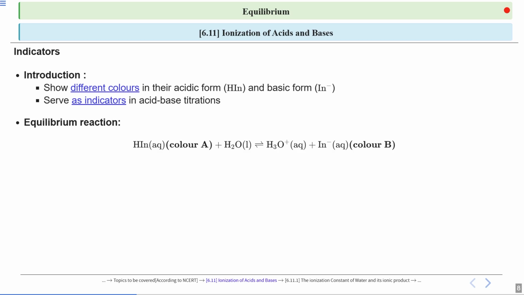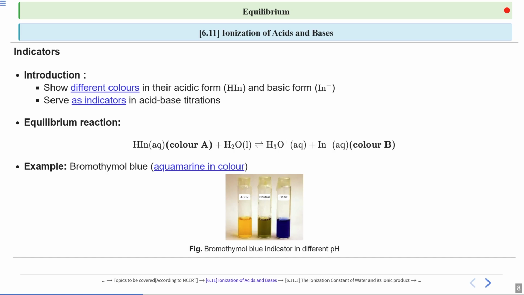How can we understand this same equation? By looking at an example of bromothymol blue. If you look at this image, you can see that it has three different colors. If you keep bromothymol blue in an acidic system, then it will show a yellow color. If you keep it in a basic solution, then it will show blue color, and in the case of a neutral one, it will show a green color. So you can see the importance of how useful it is in determining the nature of a given solution.